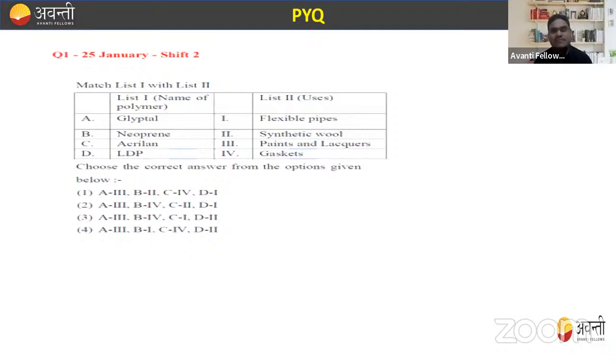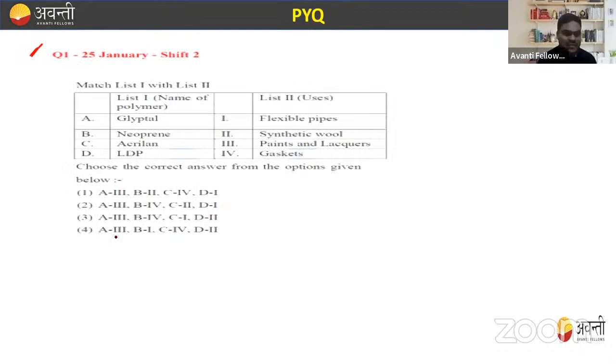So this question is basically from polymer, right? So this question is from polymer chapter, please. Here now I'm going to discuss some questions of polymer only, right? And let's start with the question. That is, the first one is a glyptal, neoprene, acrylene, and low density polythene. And you have to match this with their uses, right? That is whether they are used in a flexible pipe, synthetic wool, paints and liquors and gaskets. So let's see the solution behind this.